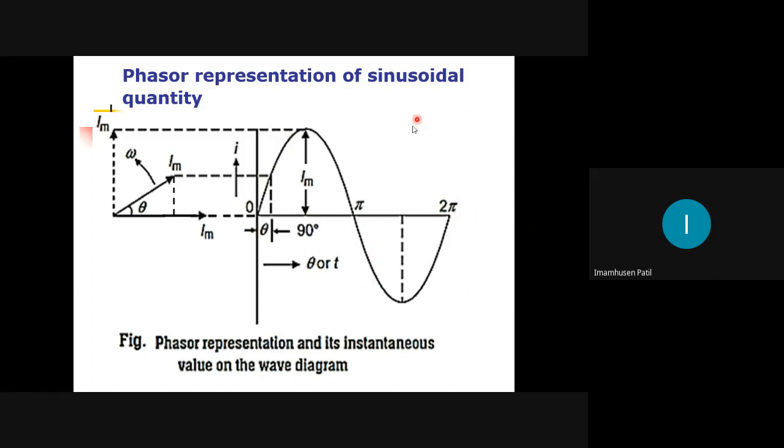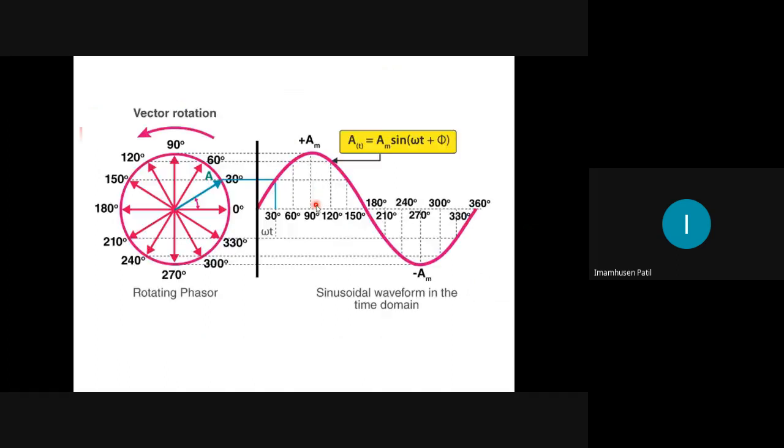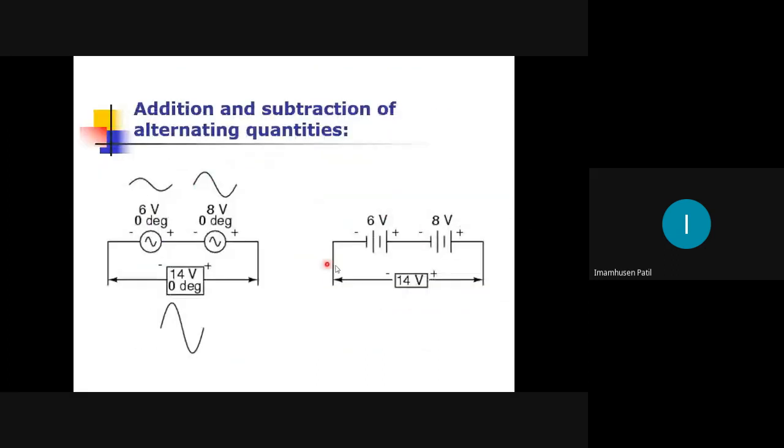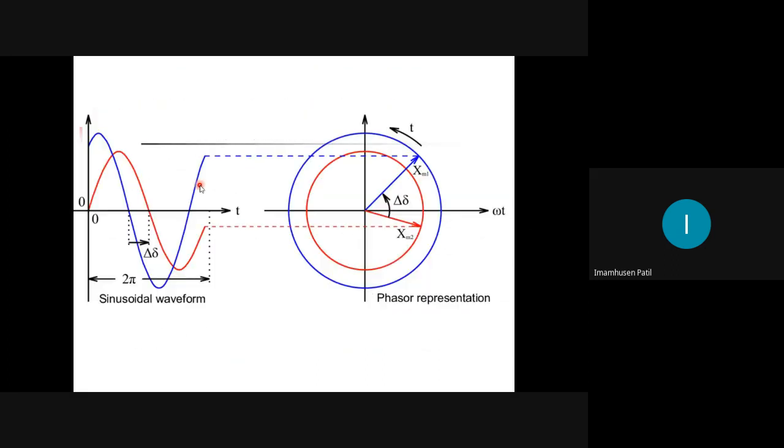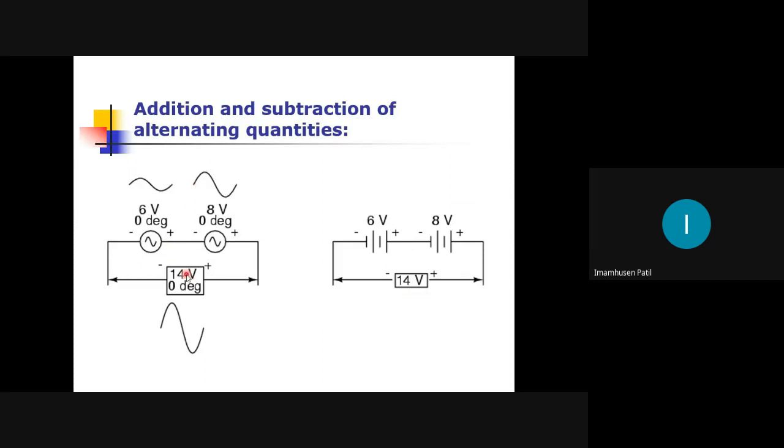And if you want to add quantities like DC, suppose you can easily add two sources, V1 plus V2. I will show this one. Here you can see this one DC. This is minus to plus, minus to plus, rise in voltage, rise in voltage. Both can be added and you get 14 volt as a result. Easily you can do that.